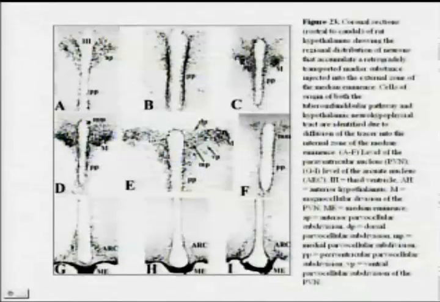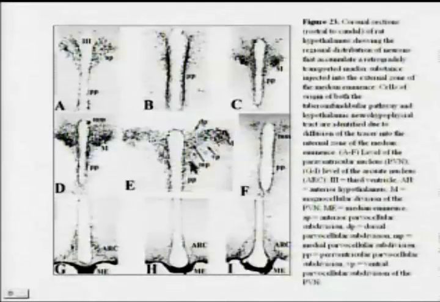So we're beginning to pick up the magnocellular division, medial magnocellular division, as we're progressing caudally, and this becomes very pronounced at this level here. So we're seeing this lateral ball of magnocellular neurons that are likely to be projecting to the posterior pituitary.